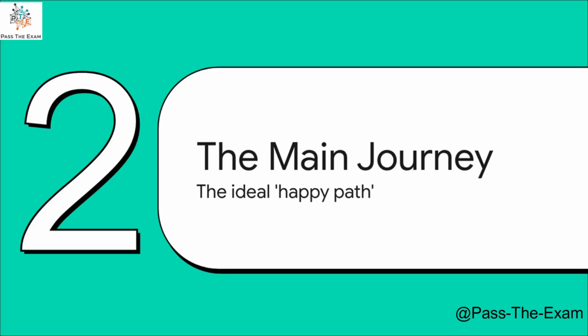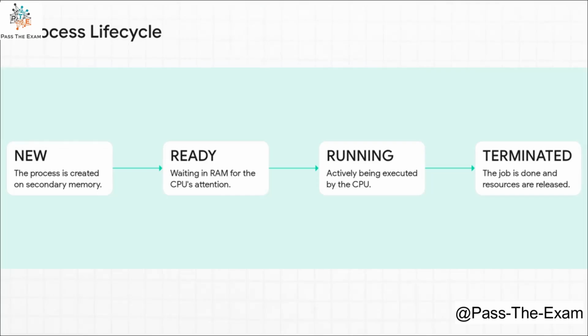Now, let's imagine a perfect world for a second. In a perfect world, a process would have a very, very simple life. Let's take a look at this ideal journey, what engineers like to call the happy path, where absolutely everything goes according to plan. So it goes like this. The journey starts at new, right when it's created. Then it moves to the ready state, just waiting patiently in RAM. From there, the system gives it the green light, and boom, it's in the running state. It's finally getting the CPU's undivided attention. And once its job is totally done, it's terminated. Lifecycle complete. Seems pretty simple, right?